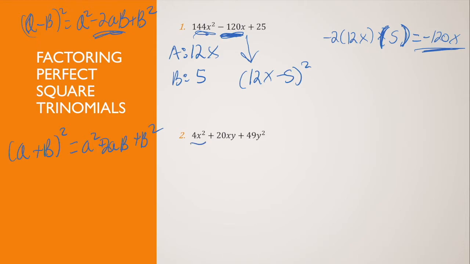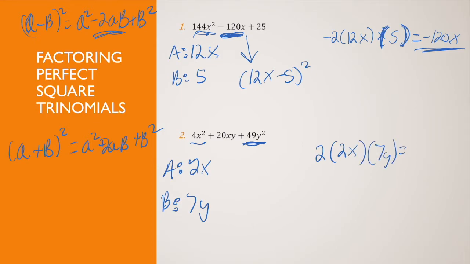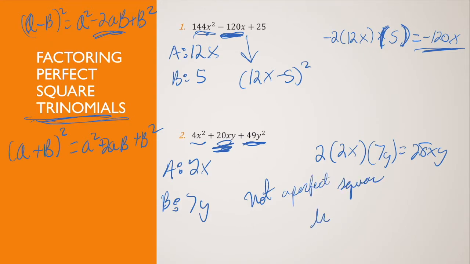For this next term, I've got 4x squared and 49y. My a is 2x, because 2x squared is 4x squared. My b is 7y, and I just have to verify that my middle term is 2 times a times b. That gives me 28xy. Oh no, that doesn't work. So we cannot factor. It is not actually a perfect square trinomial.